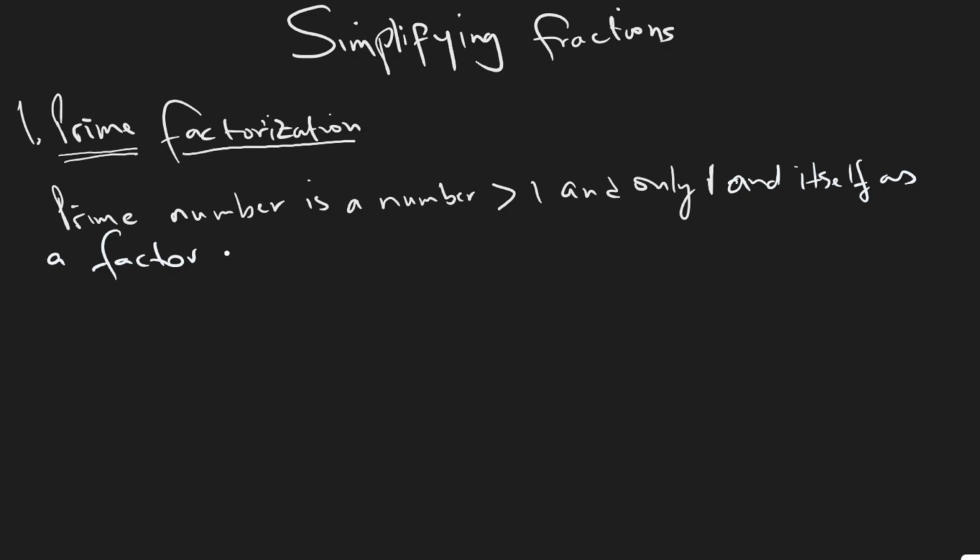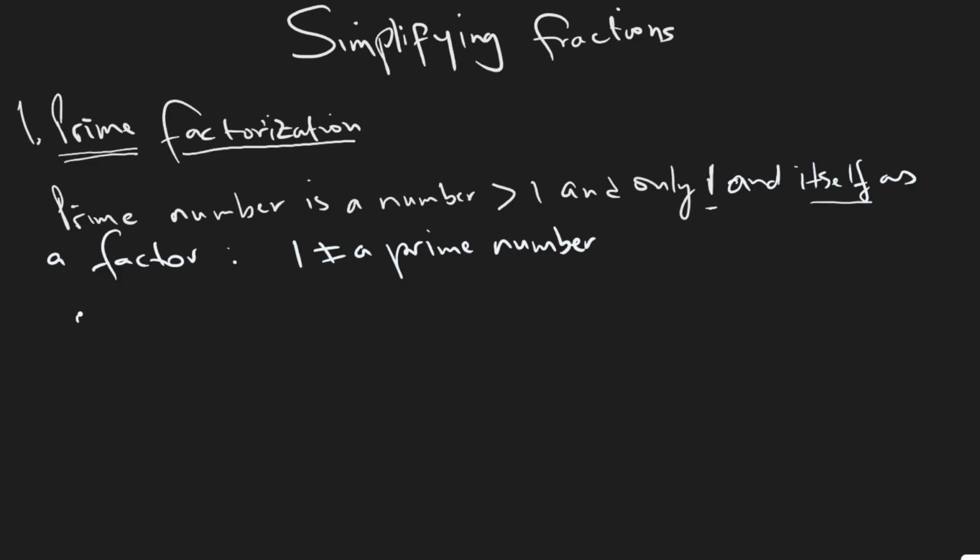So let me give you some of the prime numbers. And 1 is not a prime number. I want you to know that 1 is not a prime number, because according to the definition of a prime number, it has two factors, 1 and itself. Since 1 has only itself as a factor, 1 is not a prime number.